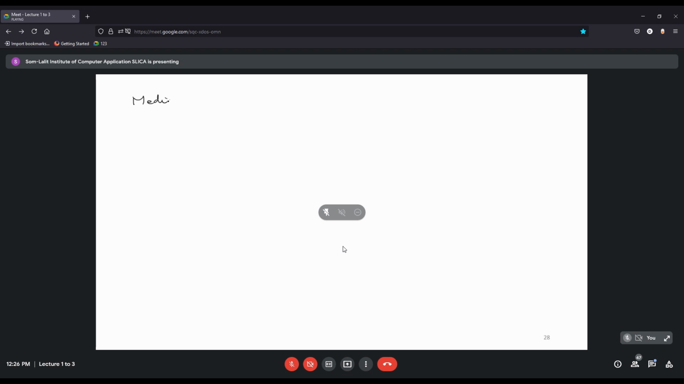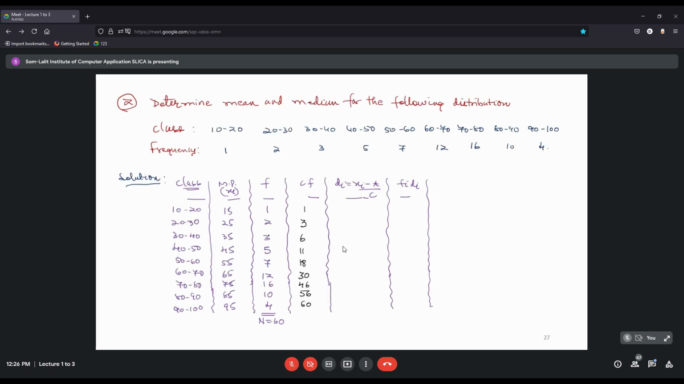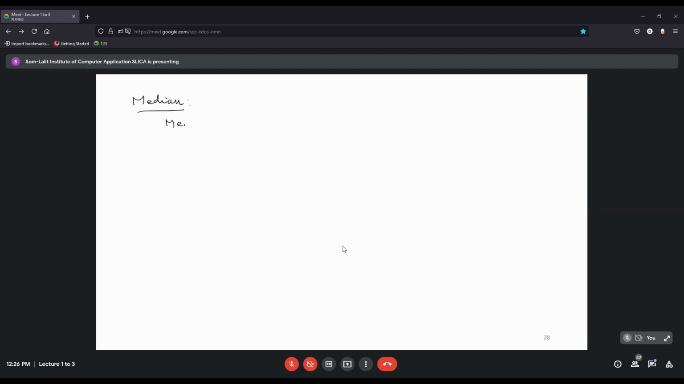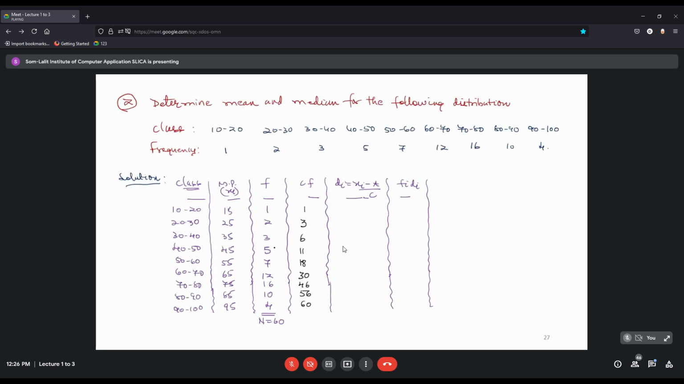So for median here, you need to first find the median class. Median class, you know, it's the class with CF greater than n by 2, right? Which is 30. What is n? Which is 60. So n by 2 will be 30. So which class has the CF more than 30? That is this one, you know. This one. Is it?